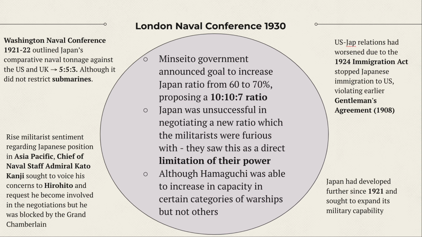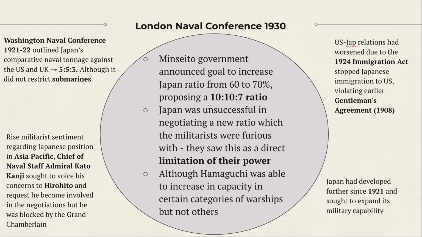Japan is unsuccessful. Once again, they go to an international conference. They try to put forward their position. Again, is unsuccessful. This has happened now multiple times. This has happened at the Treaty of Versailles, the Washington Naval Conference, and now the London Naval Conference. Militarists, again, furious. So we see a lot of repetition here. They saw it as a direct limitation of their power.